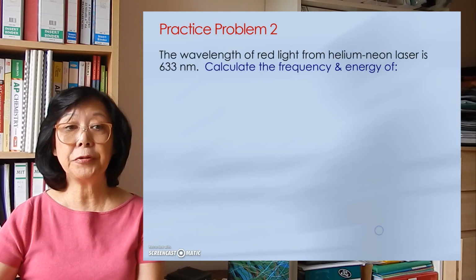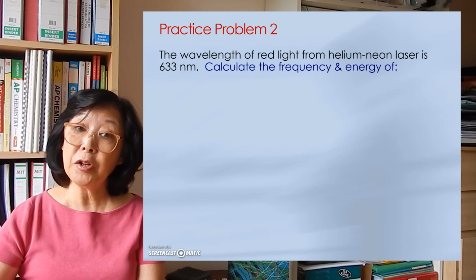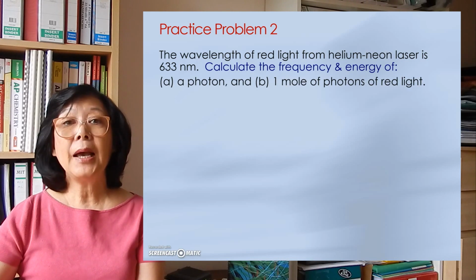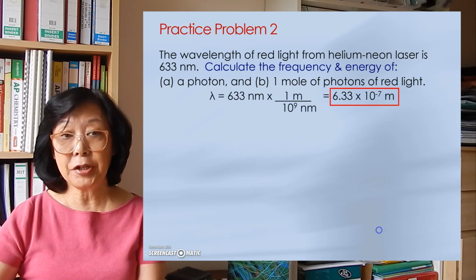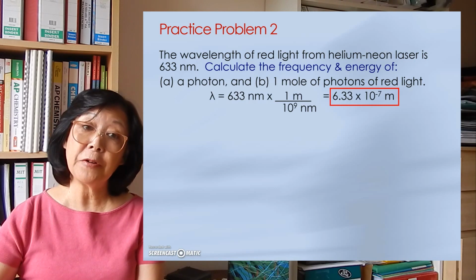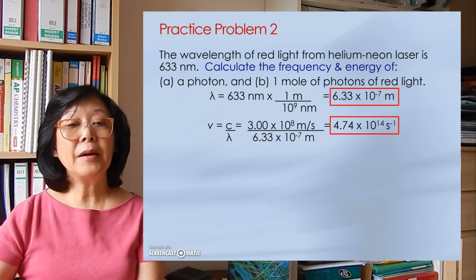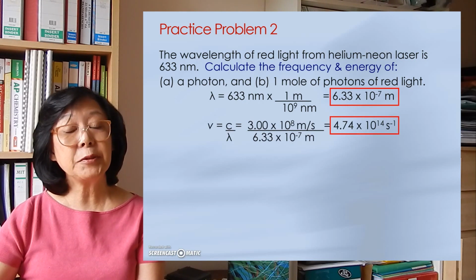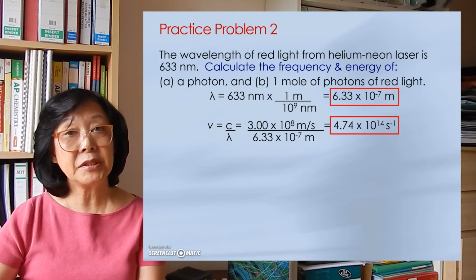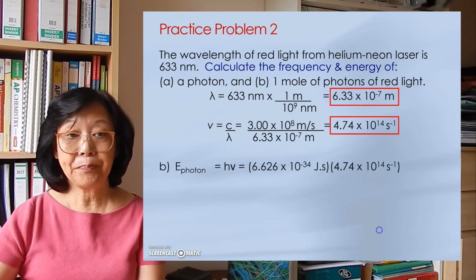Practice problem number 2. The red light has a wavelength of 633 nanometer. Calculate the frequency and energy of a photon and 1 mole of photon of red light. Now, taking the wavelength of 633 nanometer, first we convert it into meters. And then we plug it into the equation, having speed of light divided by the wavelength. We end up with a frequency of 4.74 times 10 to the power 14 second minus 1.